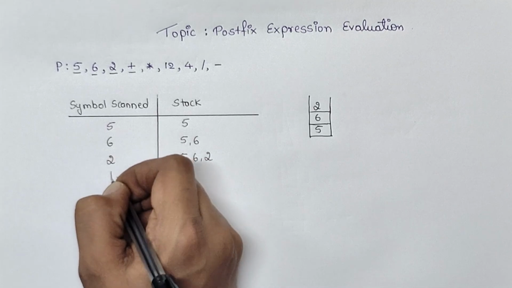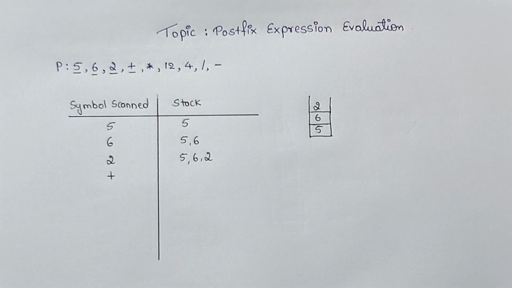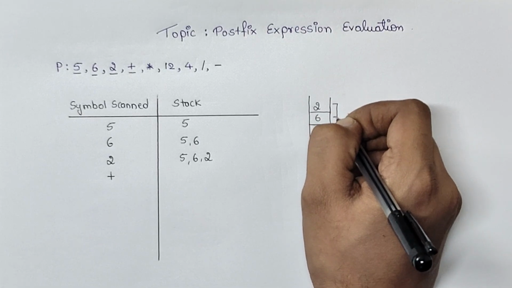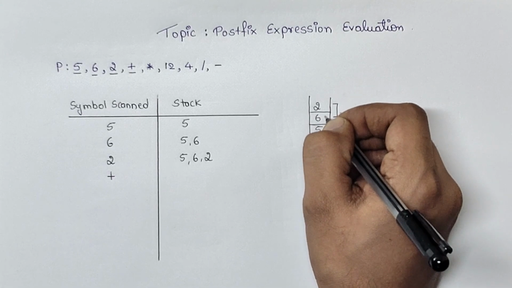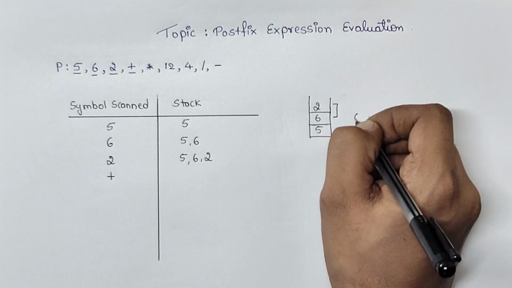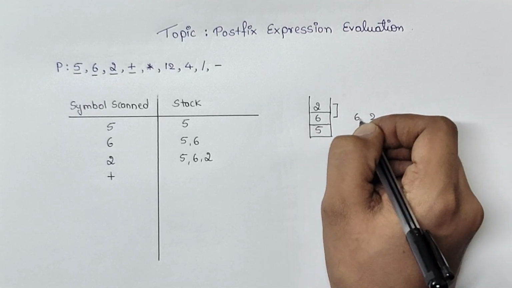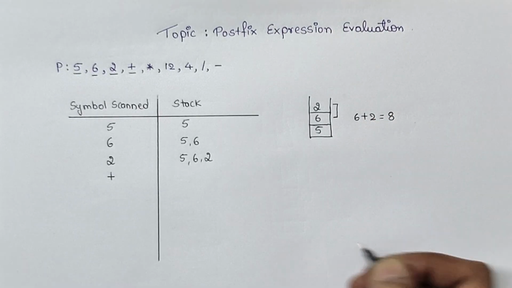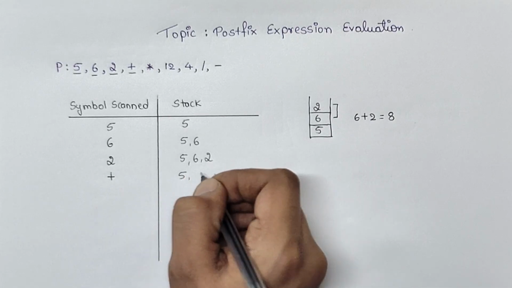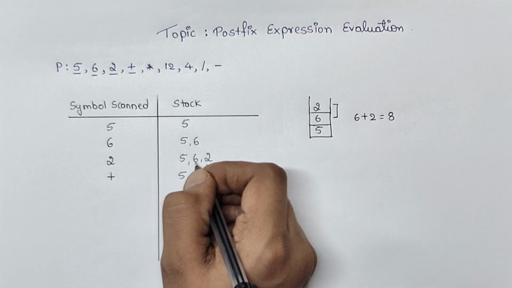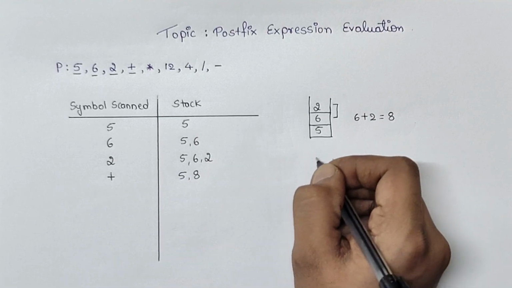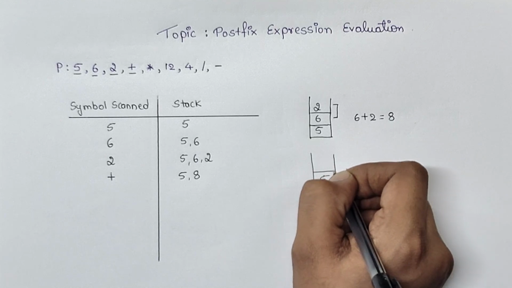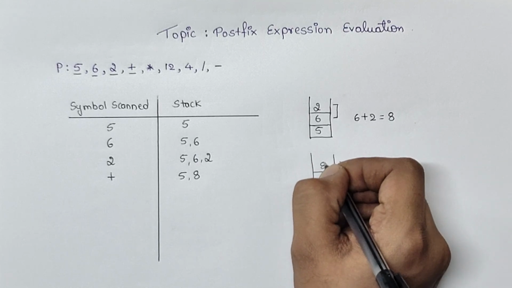Next plus. So now plus is an operator. When you encounter an operator, apply it between the top two elements of the stack. So at the top of the stack we have 6 and 2. Who arrived first? 6. Next it is 2. In between them apply that operator, that is plus. 6 plus 2 will be equal to 8. So now 5 will remain as it is. In place of 6 and 2 write 8. So what will be the updated stack values? 5 will remain as it is. In place of 6 and 2 we will be writing 8.